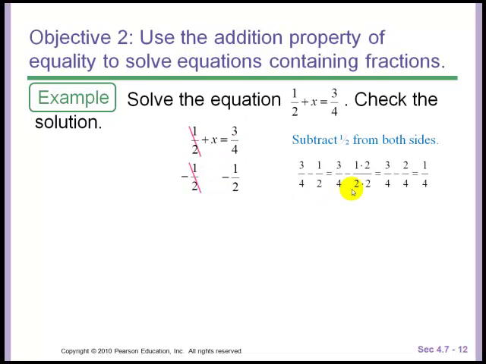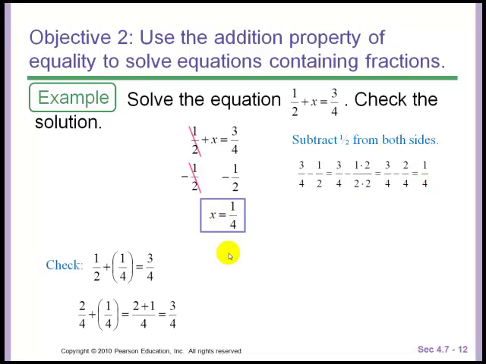And 3/4 minus 1/2, we need to find a common denominator, which is 4. Multiply 1/2 times 2 on top and bottom. We get 3/4 minus 2/4, which is 1/4. So I get x equals 1/4. You can check that by replacing 1/4 back in for x, and we see that 3/4 equals 3/4.